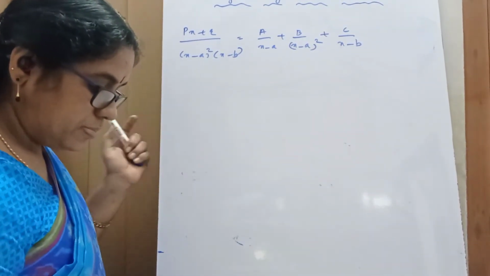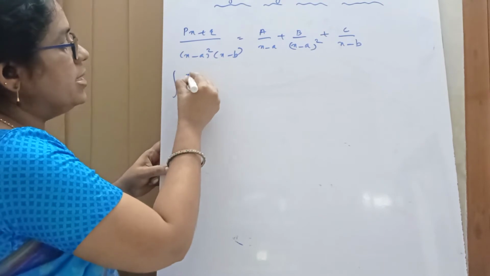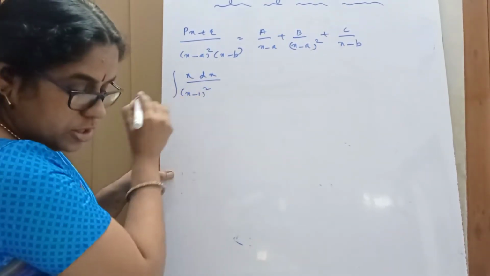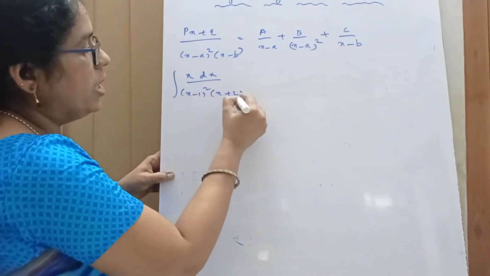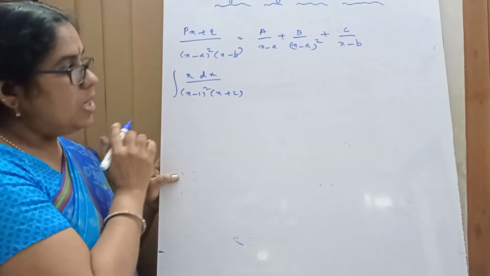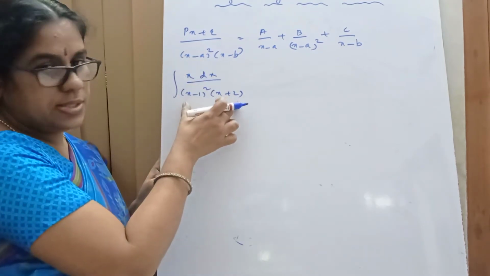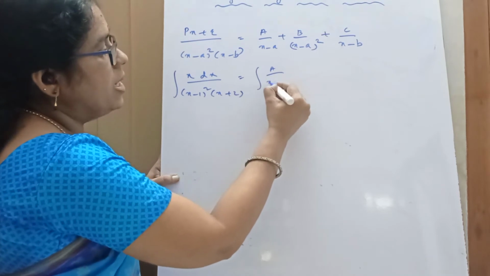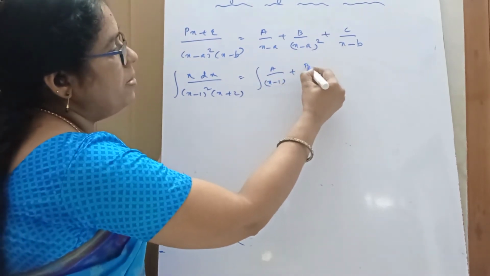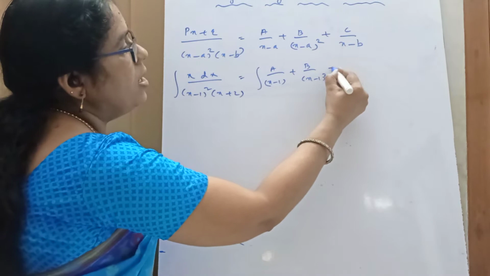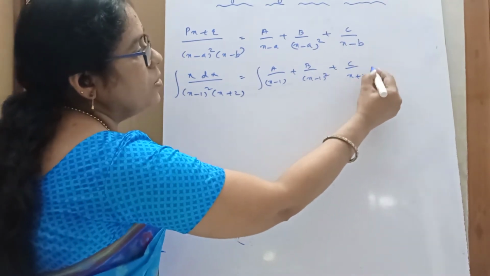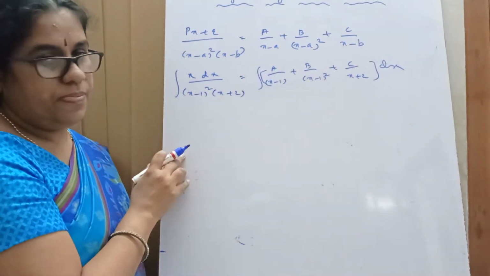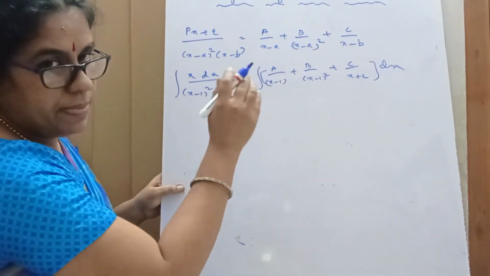Next one is the integral of x dx divided by (x minus 1) the whole square into (x plus 2). Okay, this is the question. So comparing with the standard form, this is the rational function. What is the partial form of this? A by x minus 1 plus b by (x minus 1) the whole square plus c by x plus 2 into dx. So this is the partial form of this given function. Then here we have to find a, b and c.